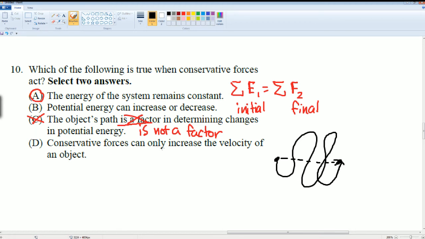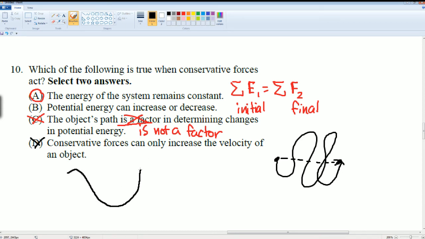Conservative force can only increase the velocity of an object. What? No, an object can lose its velocity. An object could lose its velocity from it being converted to potential energy. So let me show you why this one's wrong.